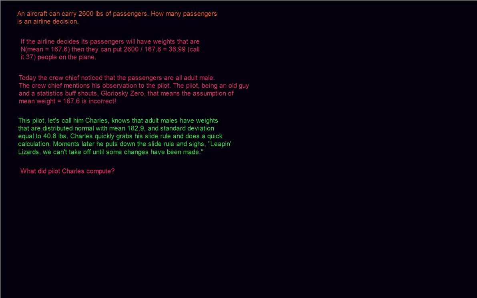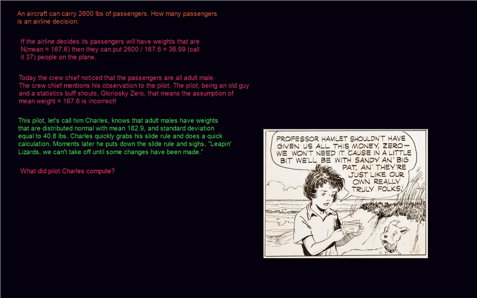Well, imagine that today the crew chief notices, as the passengers are boarding, that they're all adult males. The crew chief mentions this observation to his pilot. The pilot, being an old guy and a statistics buff, shouts, "Glory, ASCII 0! That means the assumption of mean weight equals 167.6 pounds is incorrect."